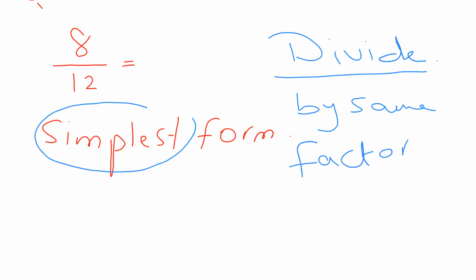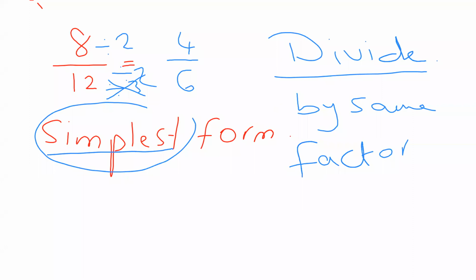I cannot go and divide this by 2 and this, for example, by 3. No, this is wrong. If you're going to divide the numerator by 2, you must divide the denominator also by 2, because we're only going to change the numbers, not the meaning of the number. So 8 divided by 2 will give me 4. 12 divided by 2 will give me 6. Like this, you simplified the fraction, but you did not put it in the simplest form.